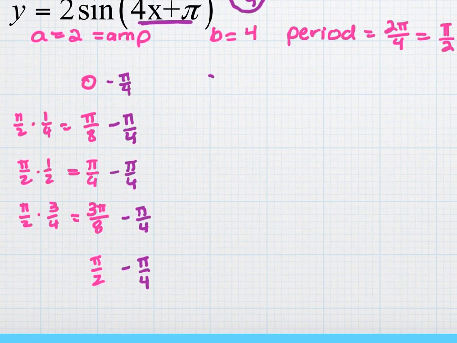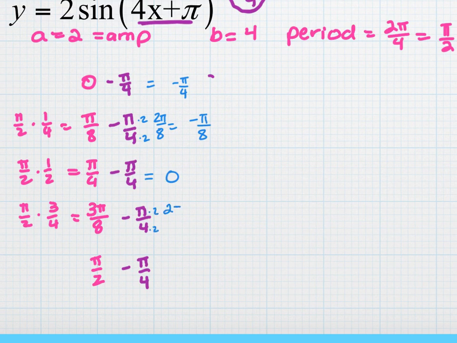So again, you've got negative pi over 4 here. You're going to have to change these denominators so they're the same. So this is 2 pi over 8, and I get negative pi over 8. This cancels, I get 0. Change these so they're the same denominator, 2 pi over 8 again, and I get pi over 8. And then change this. So it's 2 pi over 4 minus pi over 4, and I get pi over 4. So those now are your 5 key points.